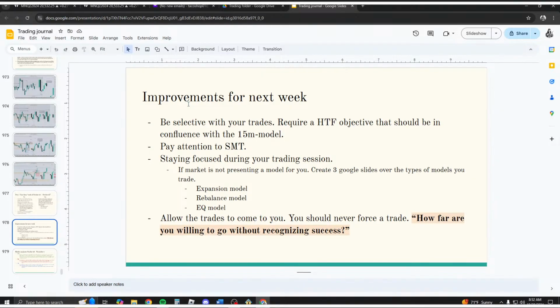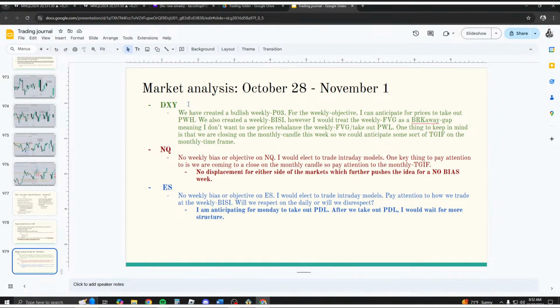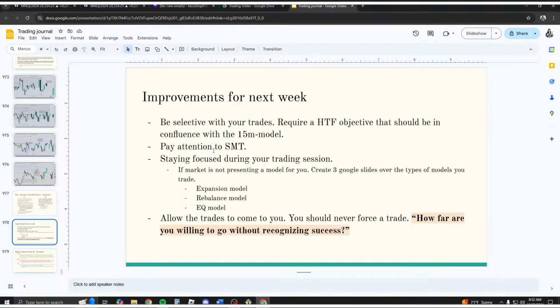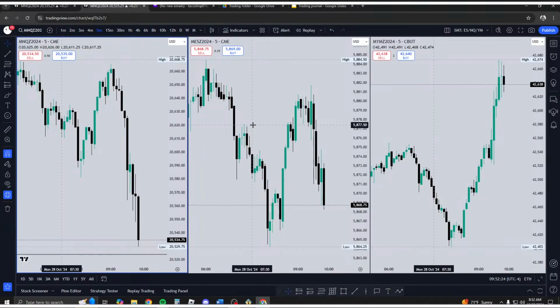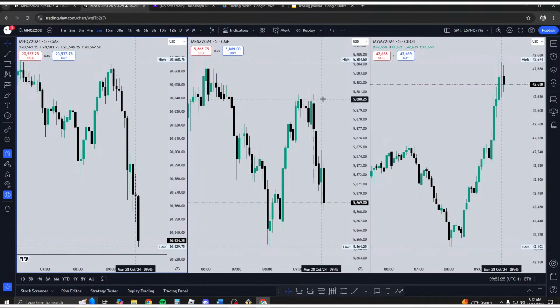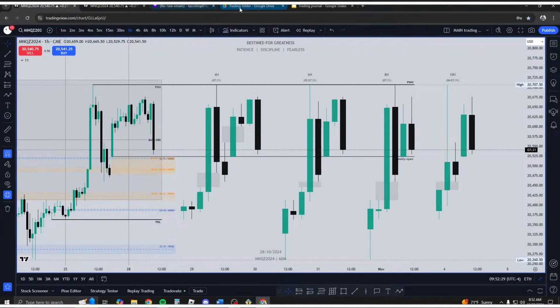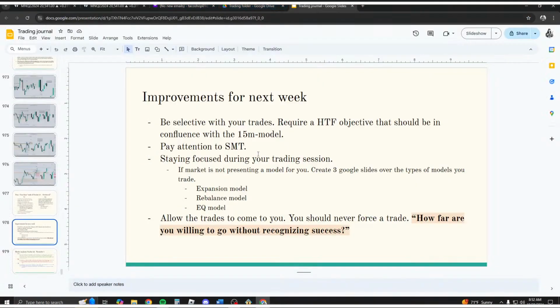Being selective with the trades, requiring some sort of higher time frame objective here, and still sticking to my other models. So being selective, paying attention to SMT, which I am doing, staying focused during my trade sessions, and being patient, allowing the trades to come to you. And yeah, those are all the improvements here for the upcoming week.